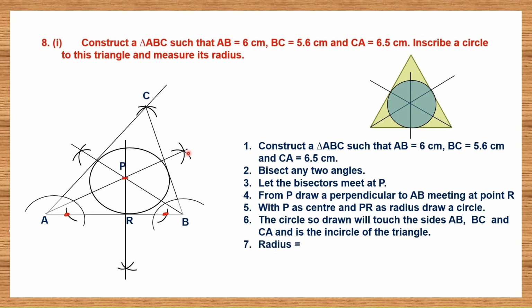Now here we are asked to measure the radius. So take your ruler, place it at P and measure PR and write that measurement and that will be the measurement of your radius.